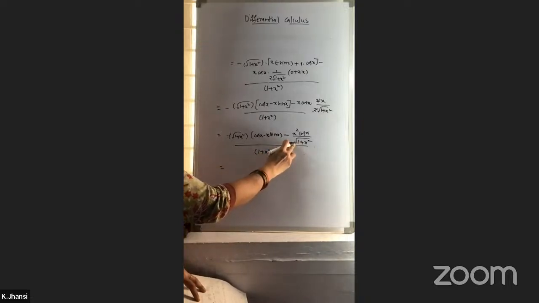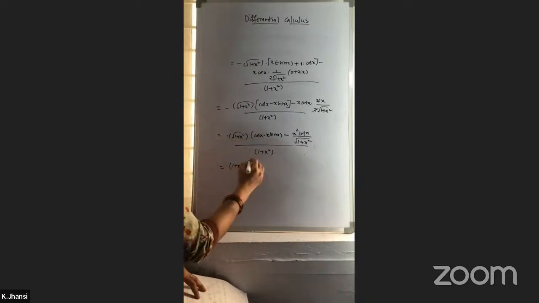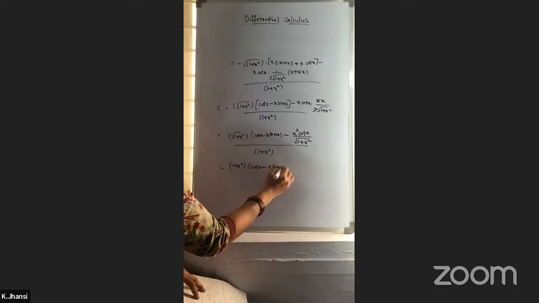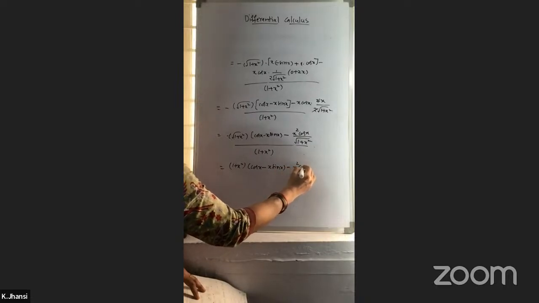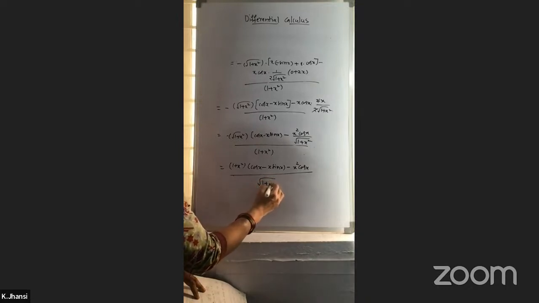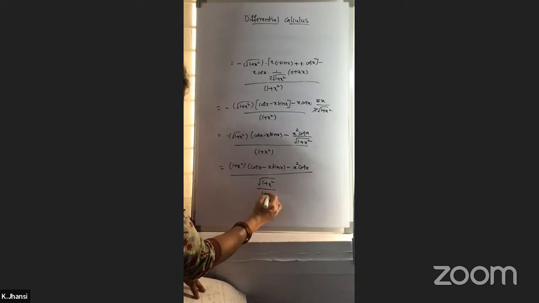So now if we take the LCM, you will get a root of 1 plus x square. So if you do the cross multiplication, root 1 plus x square, root 1 plus x square, means you will get whole square, no? That square and this root will get cancelled. So we will get 1 plus x square. Okay. 1 plus x square into cos x minus x sin x minus x square cos x by root of 1 plus x square by 1 plus x square.